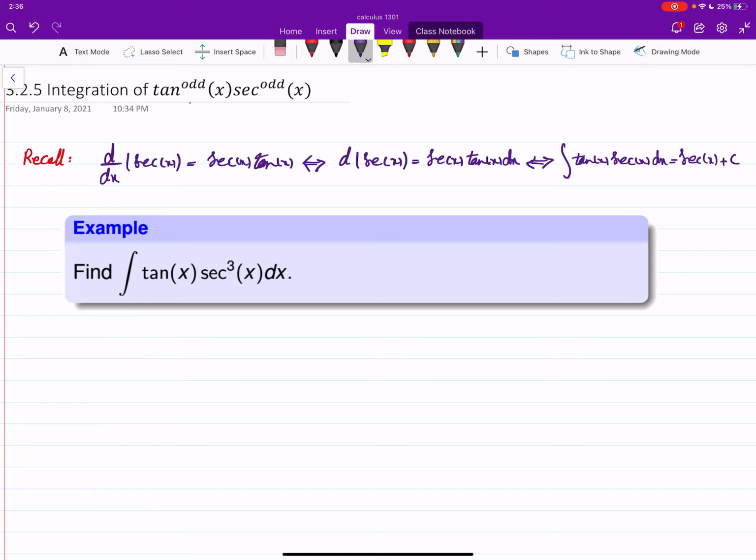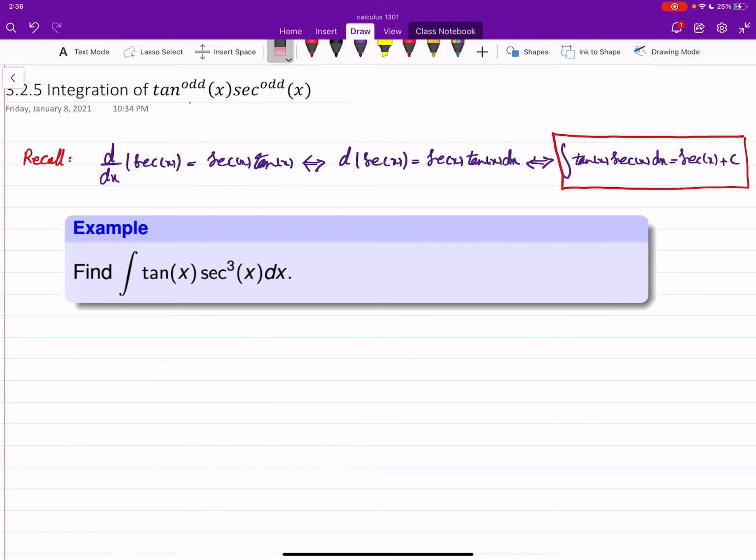Well, that is the first possible case. The power of tan is 1, the power of secant is 1. And what we just mentioned says that you don't need to do anything there. That's an entry in the table of integration. Tan x times secant x dx is secant x. How about other odd powers?